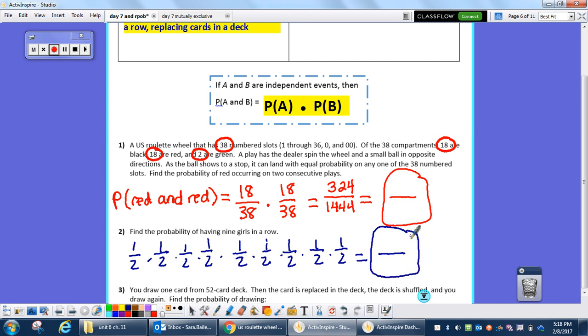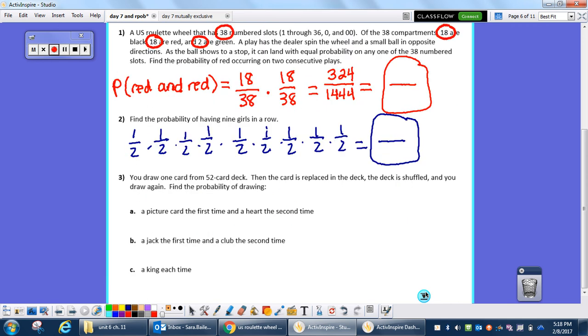Alright, so now in number 3, you have a 52 card deck. Then the card is replaced and the deck is shuffled again. So that is what makes it independent. That is the most important part in this question, is that the card is replaced and you reshuffle.